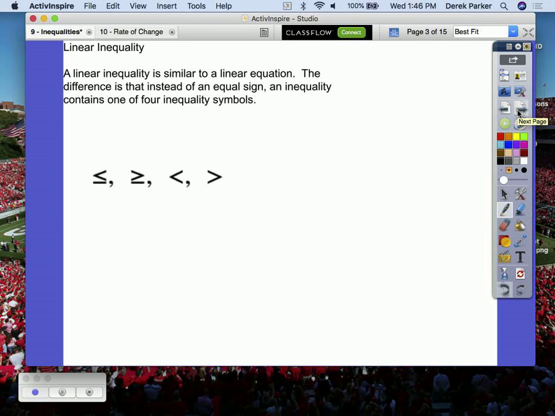A linear inequality is similar to a linear equation. The difference is that instead of an equal sign, an inequality contains one of the four inequality symbols: less than or equal to, greater than or equal to, less than, greater than.